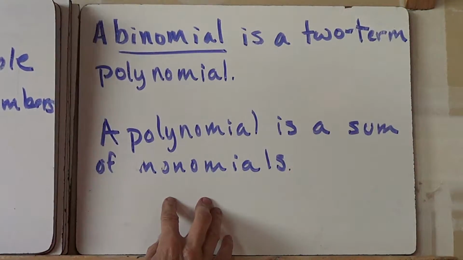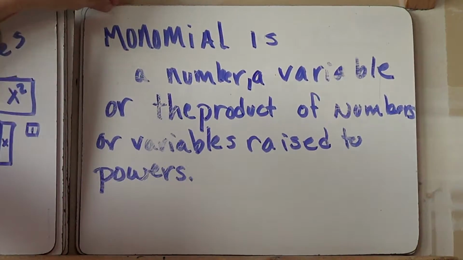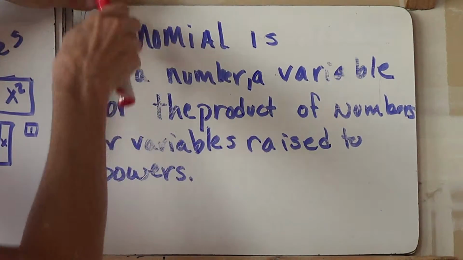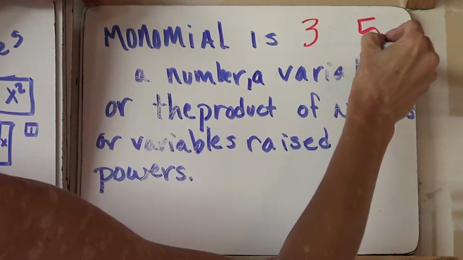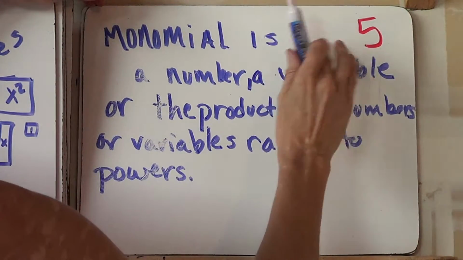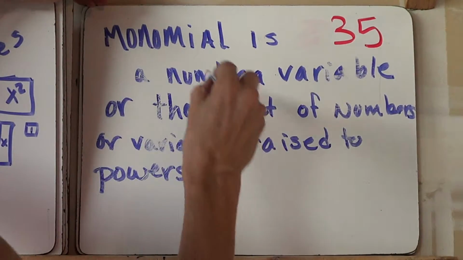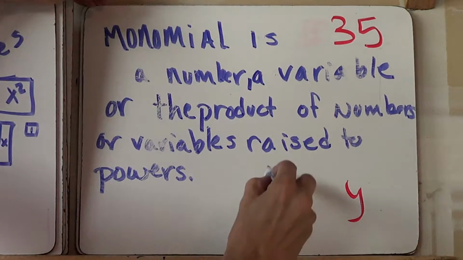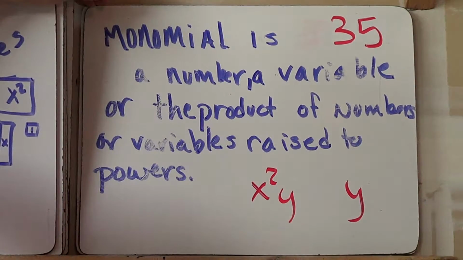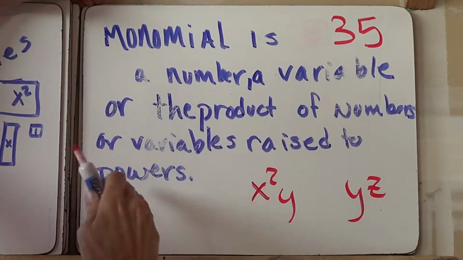You might say, what the heck is a monomial? Okay, let's go that far back then. A monomial is a number. Could be 3, could be 5, could be 35, it's a number, or it's a variable: x, y, x squared, y, yz. Could be variables, the product of numbers and variables raised to powers.